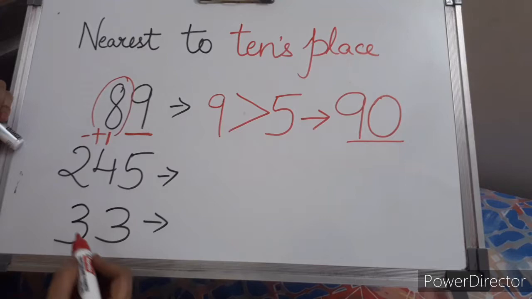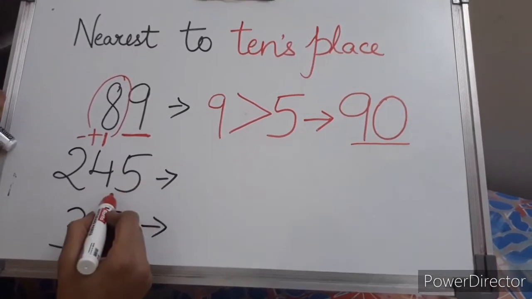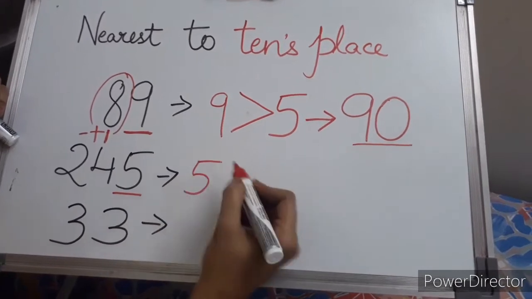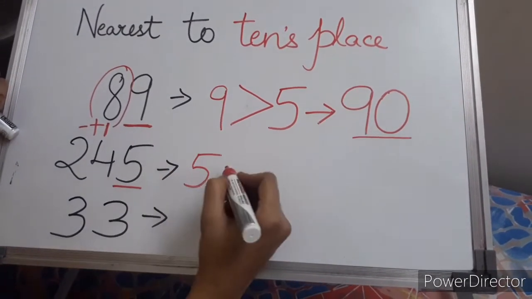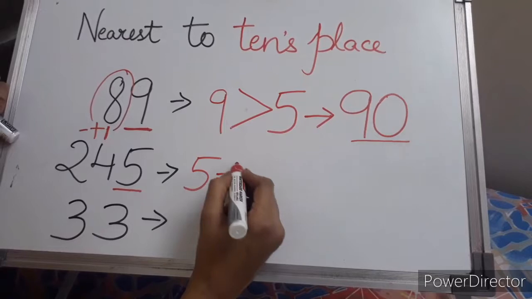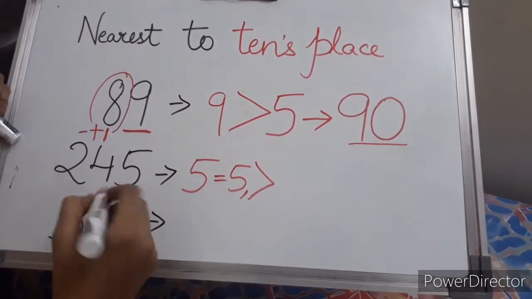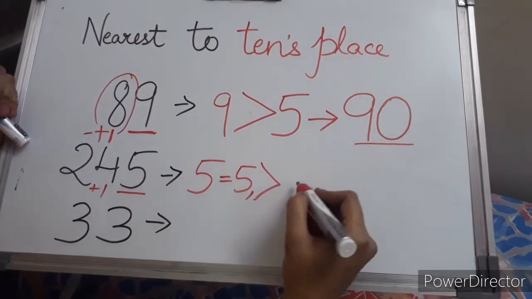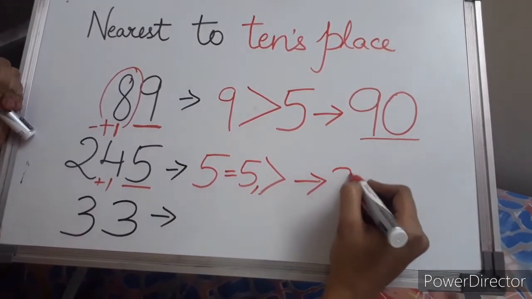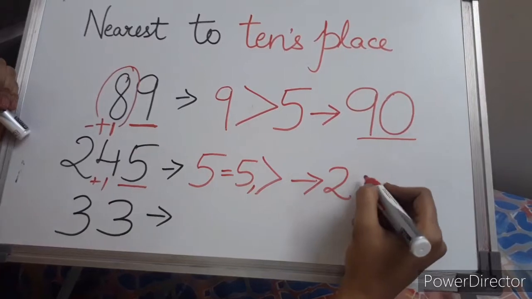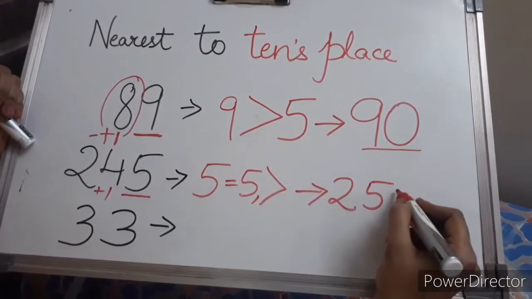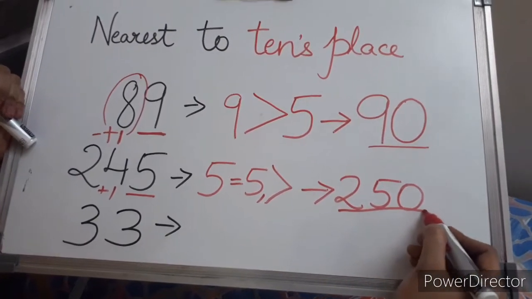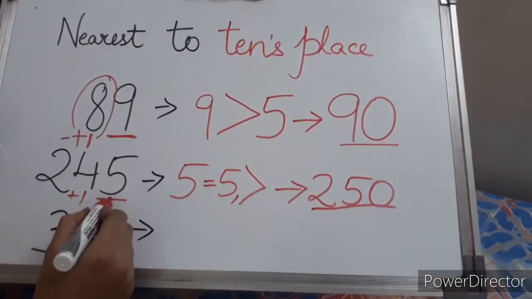Similarly, we will do for these two questions also. See, the ones place here is 5. The digit should be either equal to 5 or greater than 5. Then we will just add 1 to the nearer digit. So 4 plus 1 will be 5, and 0. So this is the nearest tens place for this number.